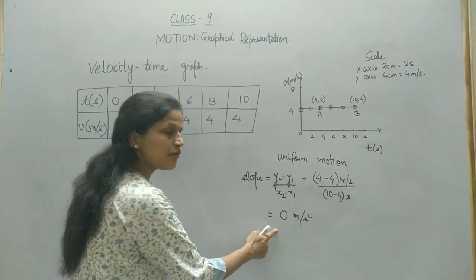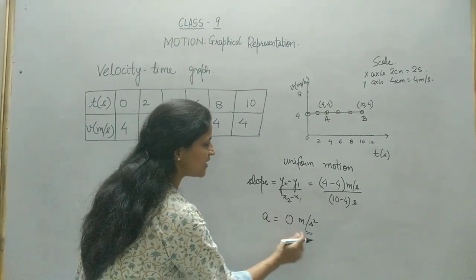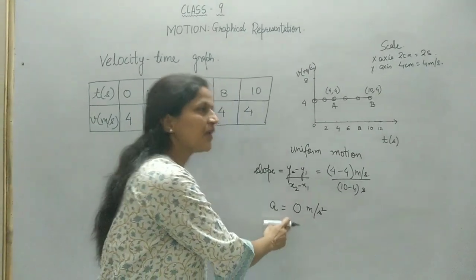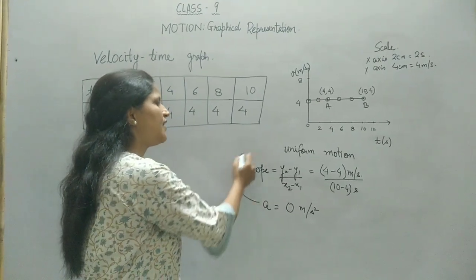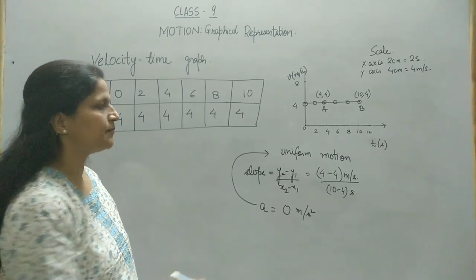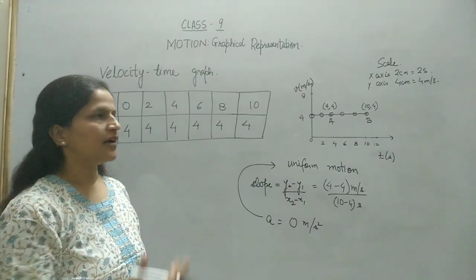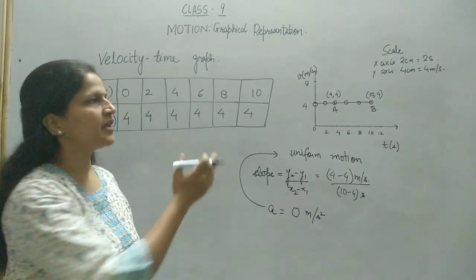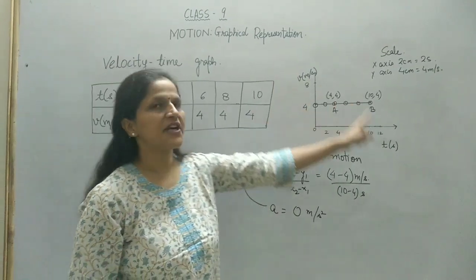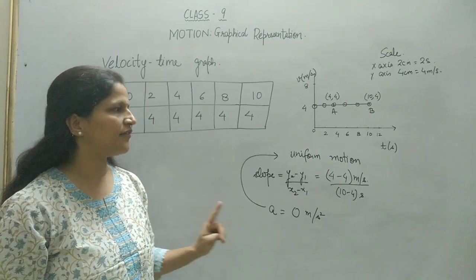The physical quantity represented in meter per second square is nothing but acceleration, and we are getting the value of acceleration as 0, which is surely a property of uniform motion. So acceleration is 0 in the graph, which is again proving that the motion is uniform. The graph is a straight line parallel to the horizontal axis. So these are all the inferences that you obtain from a velocity time graph.